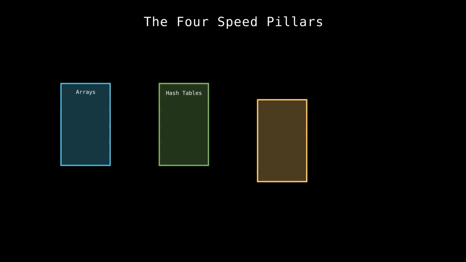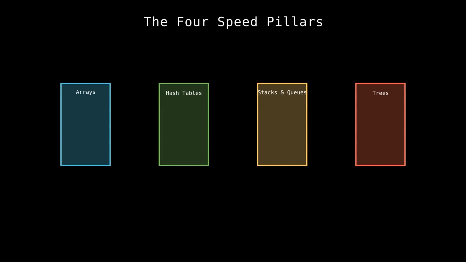4 structures, that's it. Master these 4 and you'll understand 90% of what powers the fastest systems on Earth. Arrays, hash tables, stacks and queues, and trees. Let's start with the simplest one, the one that's probably causing half your performance problems right now.